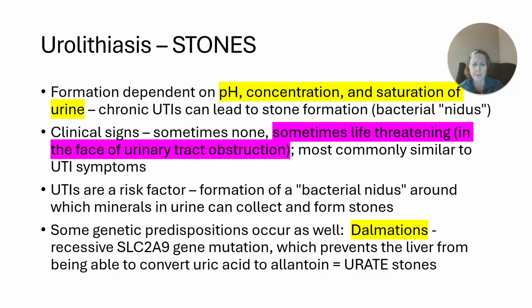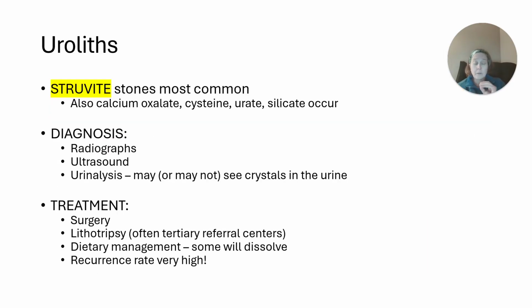There are also some animals that have genetic predispositions to forming stones. Dalmatians are the poster child for this condition. Dalmatians have a gene mutation which prevents their liver from properly converting uric acid, and therefore they are prone to what are called urate stones. Now, there's lots of different types of stones, and we're going to hit them again in clinical pathology. But by far and away, struvite stones, also called triple phosphate stones, are most common in dogs and cats. But there are also things like calcium oxalate, cysteine, urates, and silicate stones that can occur.